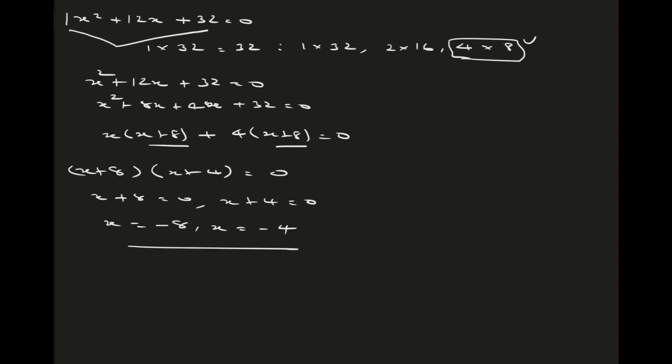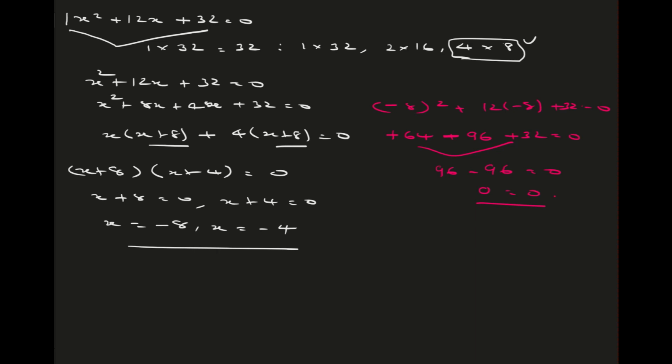And then we can go through and prove our answers again. So we have minus 8 squared plus 12 times minus 8 plus 32 equal to 0. This gives us 64, and here it will be minus 96 plus 32 equal to 0. So these two add together, give us 96 minus 96 equal to 0. 0 equal to 0. So that's true.